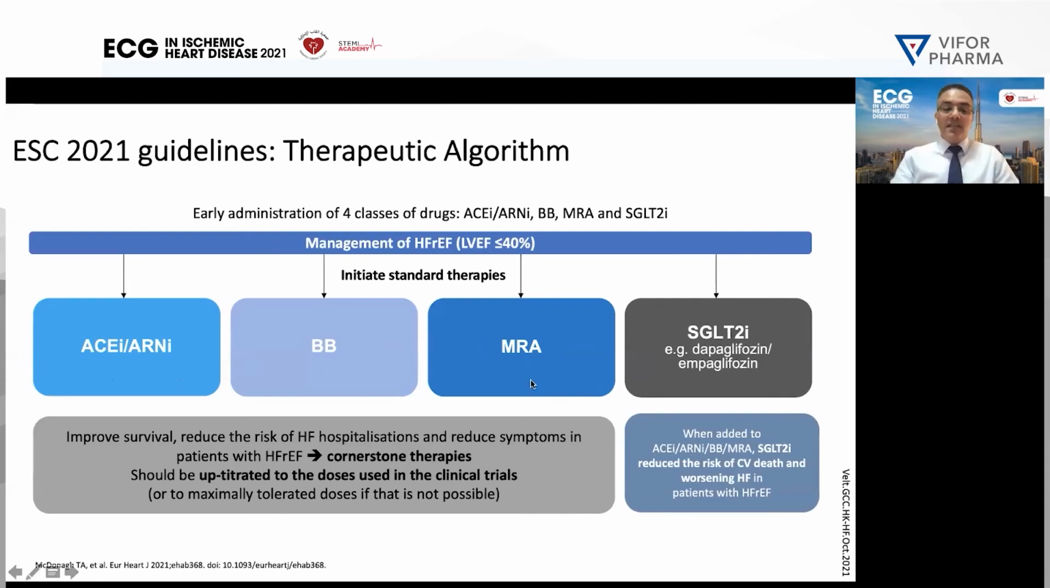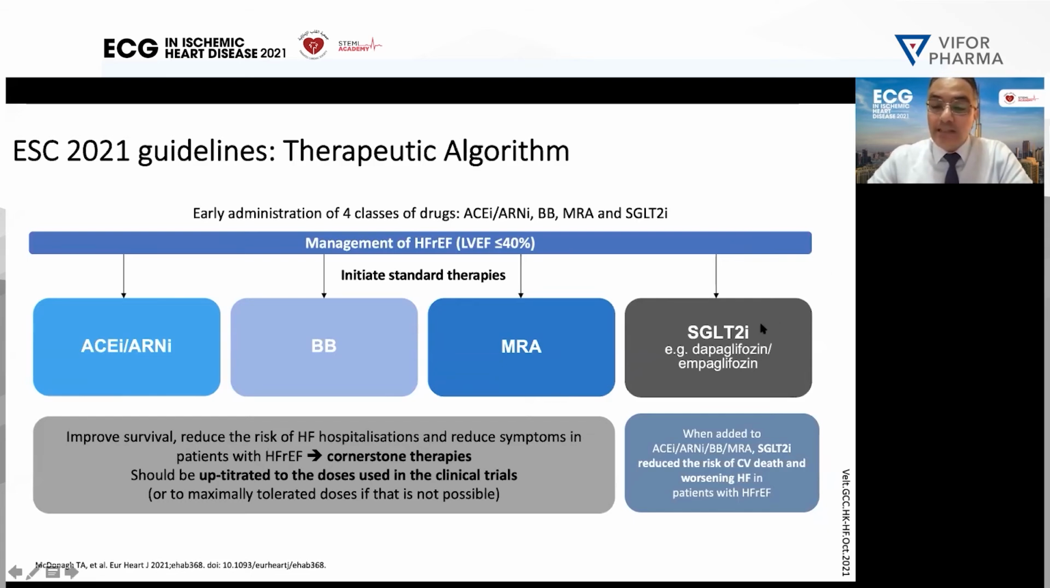So what do these four pillars do for our heart failure patients? They improve the survival of our patients, reduce the risk of heart failure hospitalizations, and reduce the symptoms in patients with heart failure and reduced ejection fraction. So they are cornerstone therapies, and we should up-titrate them to the doses used in the clinical trials, for example in PARADIGM-HF, or in DAPA-HF, or any study conducted regarding these medications. So we have to reach the maximally tolerated doses if possible.